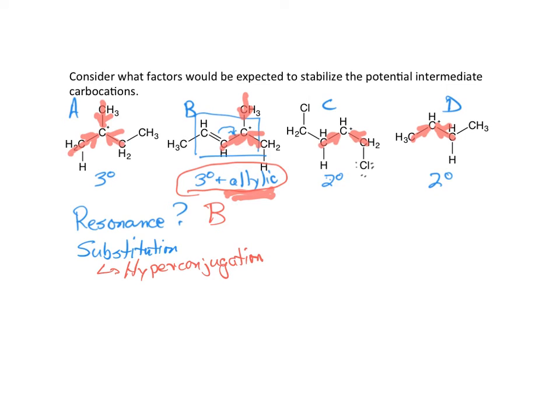Right? But in each case, there are sp3 sigma bond orbitals that can overlap with the pz of the carbocation. So hyperconjugation could potentially stabilize all of these carbocations, more in the tertiary than in the secondary, but hyperconjugation could be a factor.